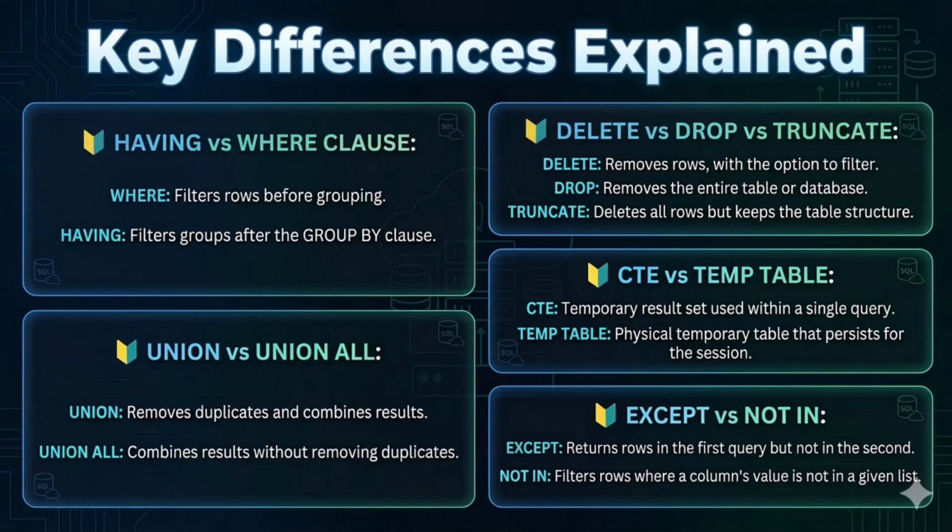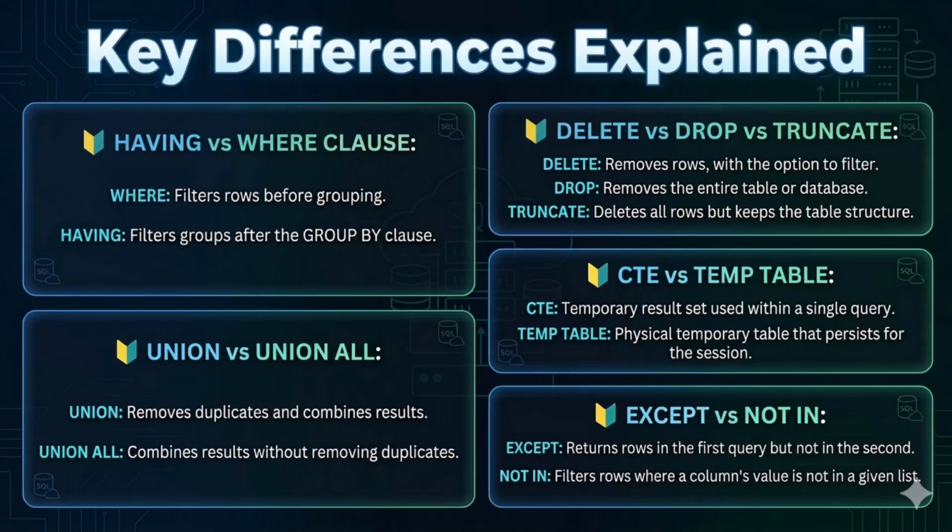First, having versus where. The where clause filters rows before grouping happens, but the having clause filters after the group by, meaning it works on aggregated results. Next, union versus union all. Union combines results from multiple queries and removes duplicate rows, while union all also combines results but keeps all duplicates, making it faster.